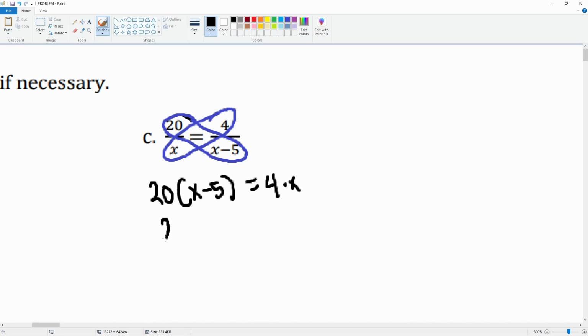20 times x, which is 20x. That's what I did here. Then we have 20 times negative 5. This gets you a negative 100 equals just 4x. Right, so what can we do here?